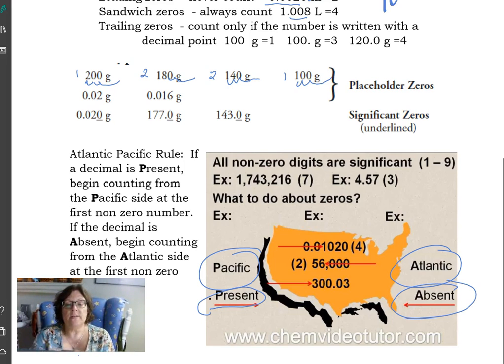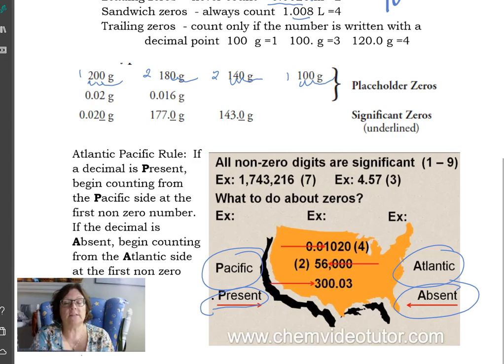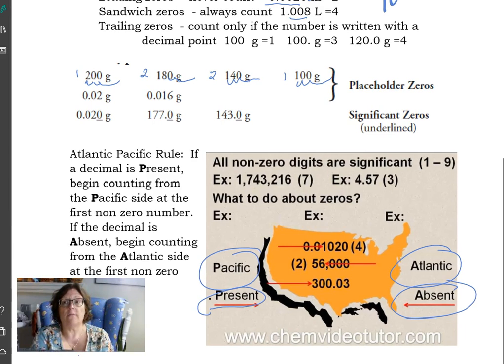Now, the next row, we have a decimal, so we're going to start counting from the left, and we're going to count starting with the first non-zero. 1. So that one has one significant digit. 1, 2. 1, 2. 1, 2, 3, 4. 1, 2, 3, 4.